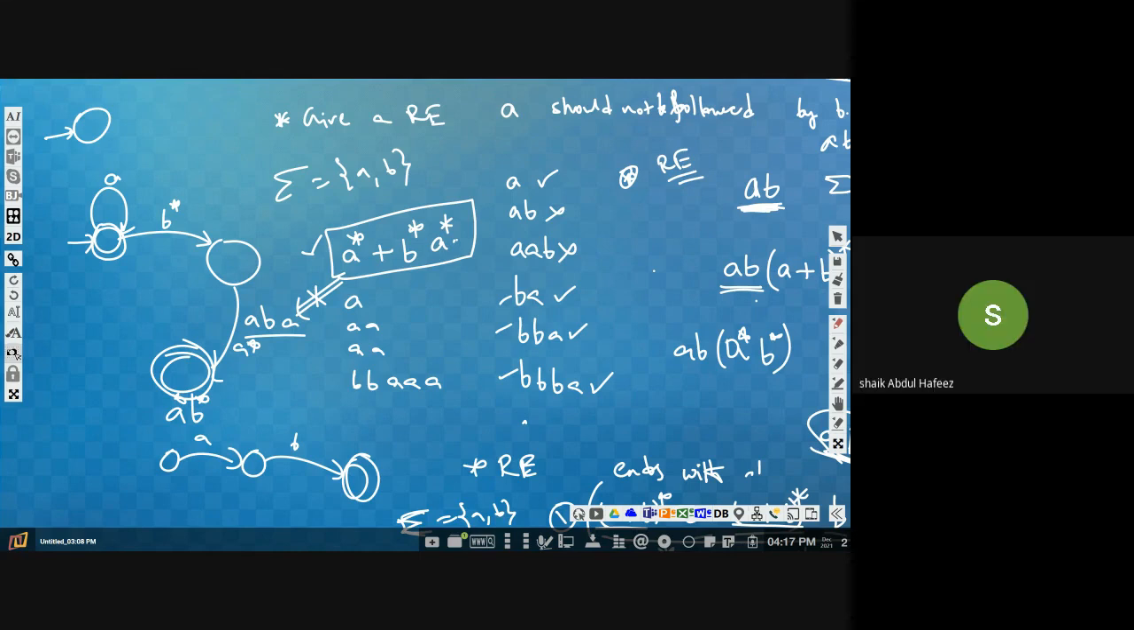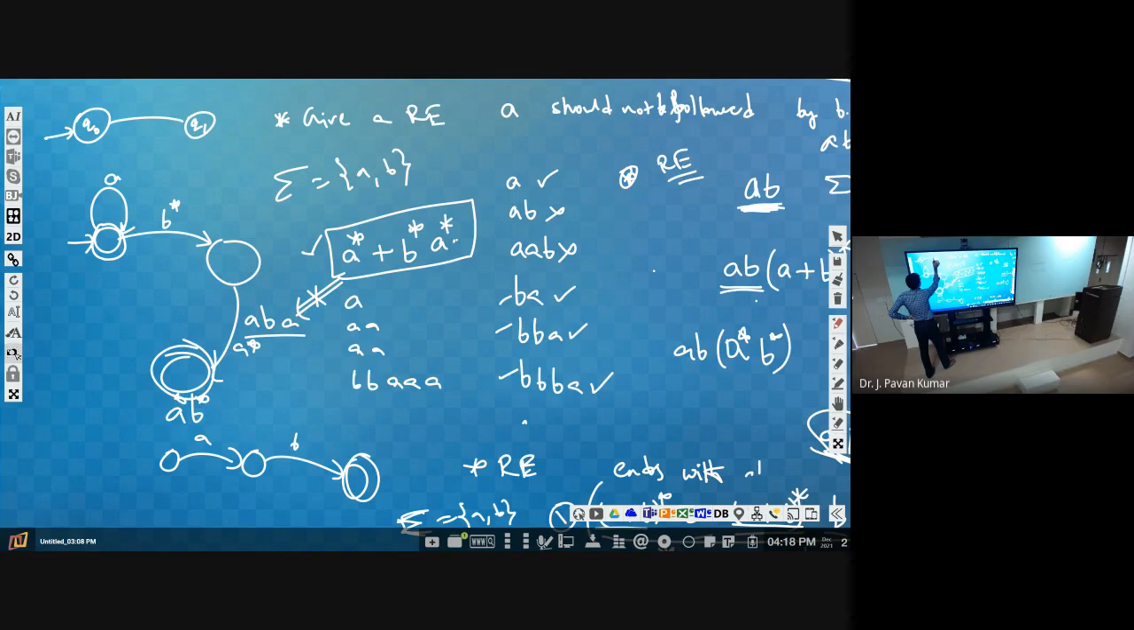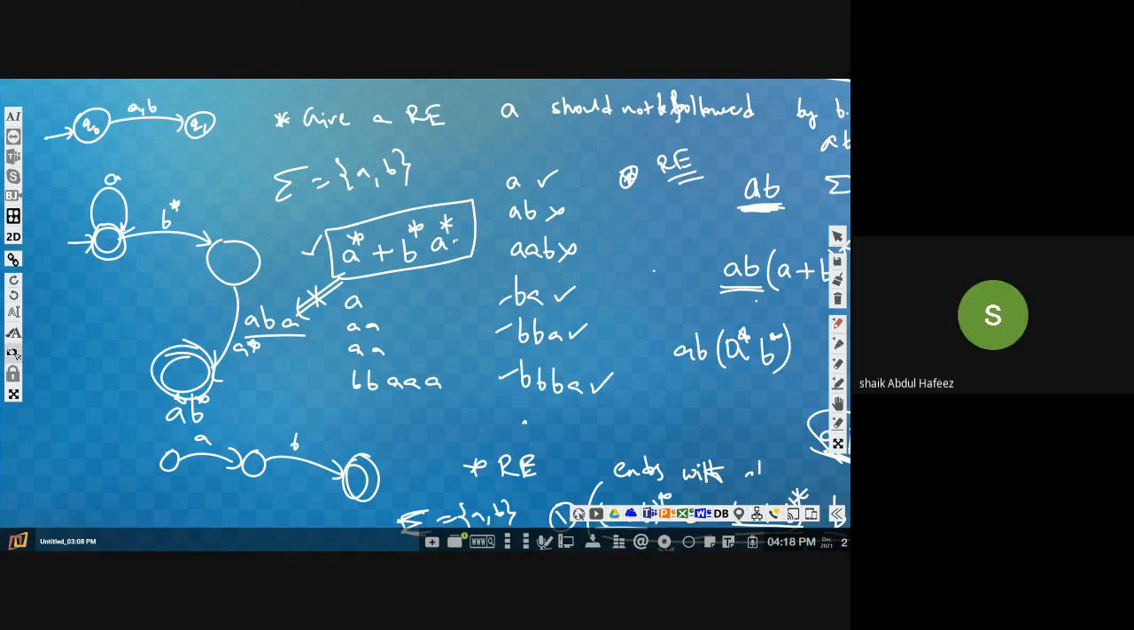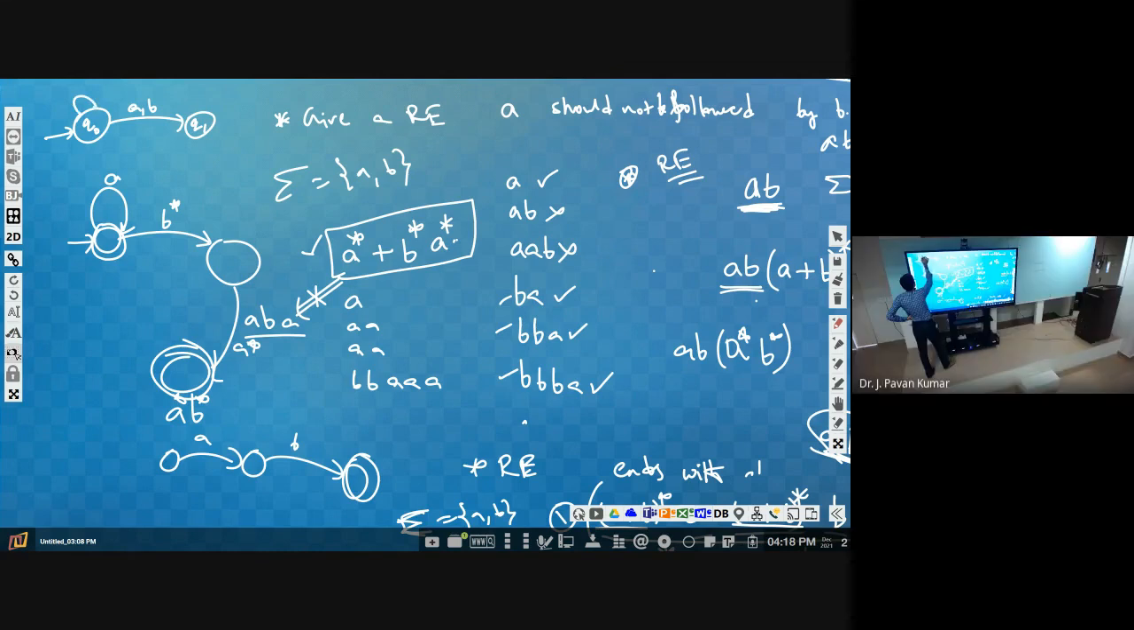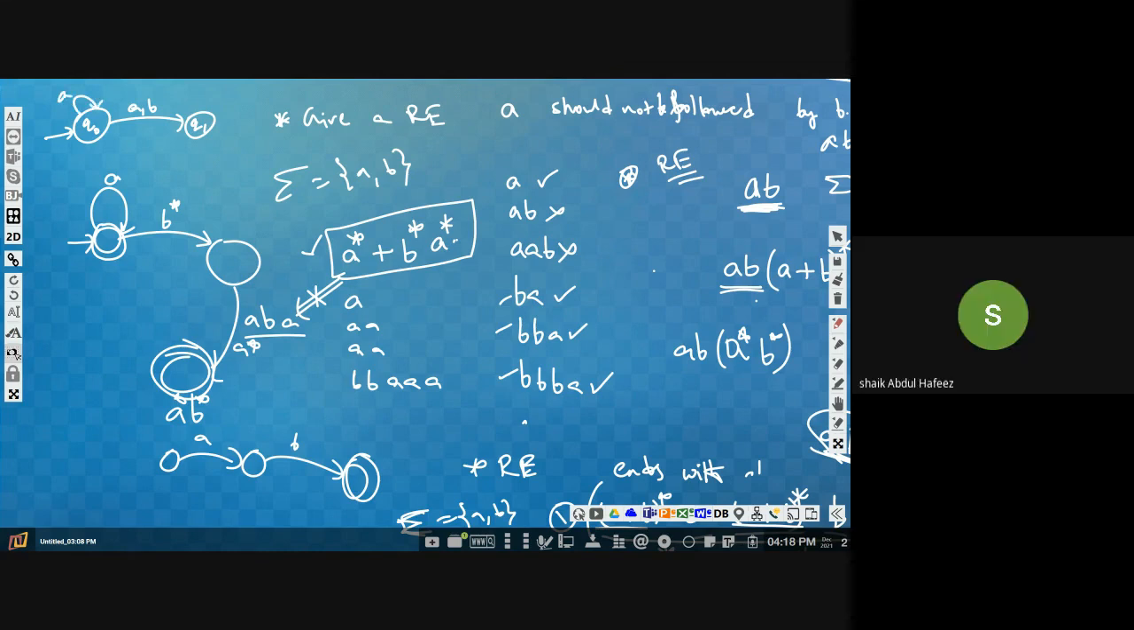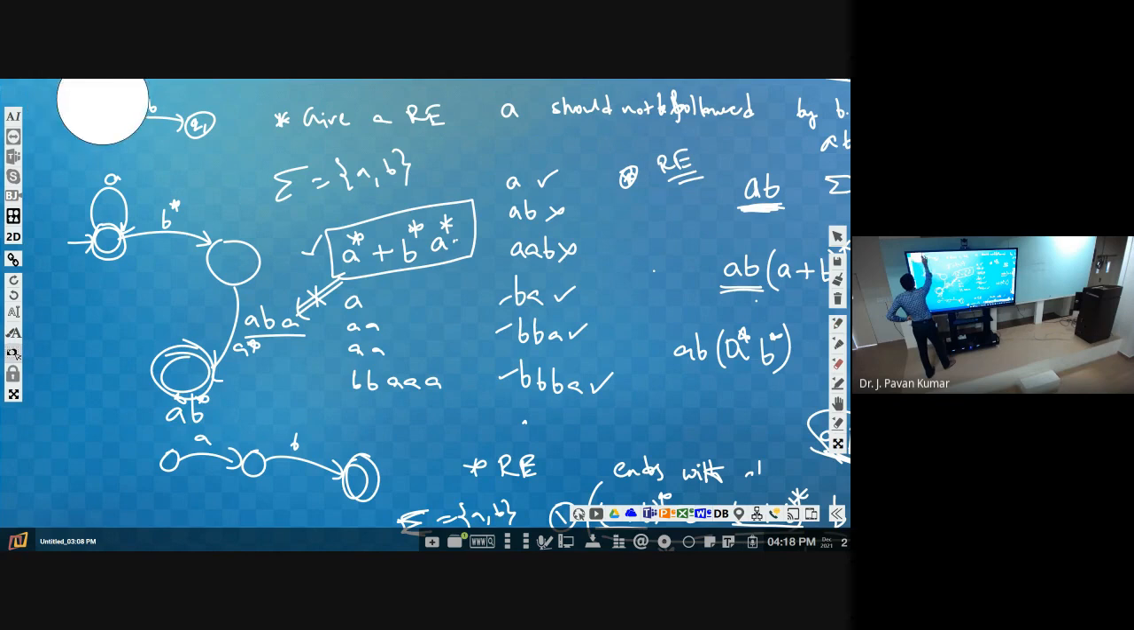From Q0 to Q1, we will take A comma B. Q0 to Q1, A comma B. Okay. And on Q1, a self loop of A. Self loop on A. Okay. On Q1. Yes.